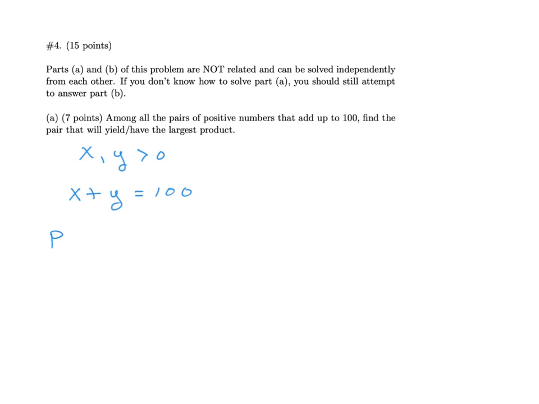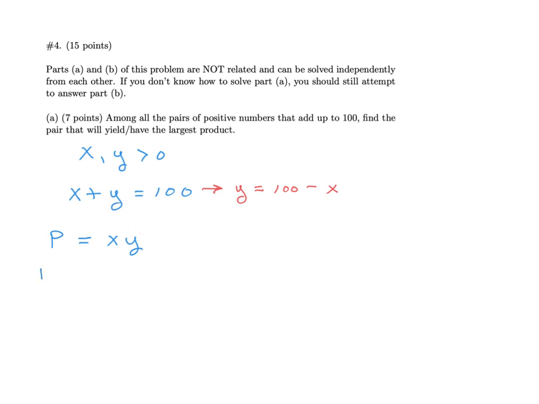So the product, which I'll call p, is equal to x times y. I need to take the derivative of this function, set it equal to 0, and find any critical numbers. But it's of two variables, so I'm going to use this equation to create a function of a single variable. I'll do that by taking this equation and solving it for y. It's equal to 100 minus x. And I'll put that here.